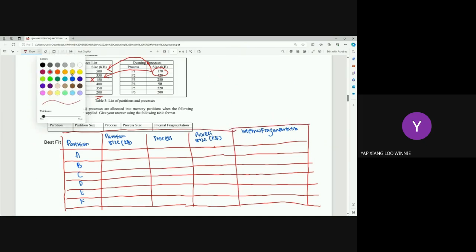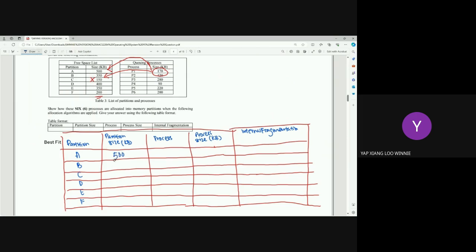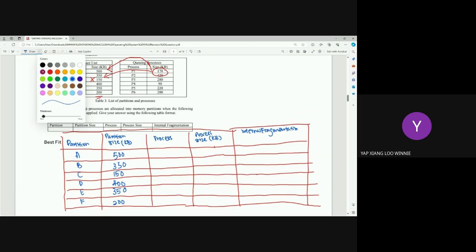Let me just write the size. So this one is 500, 350, 150, 400, 350 again, and 200. Okay, now let's do the best fit.